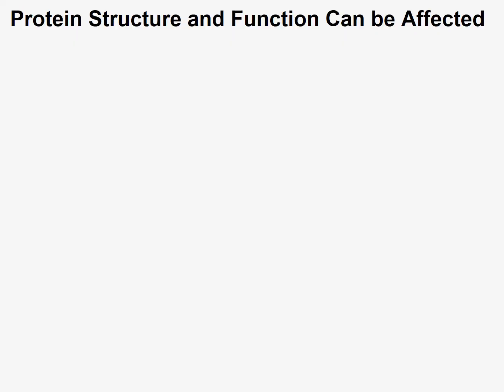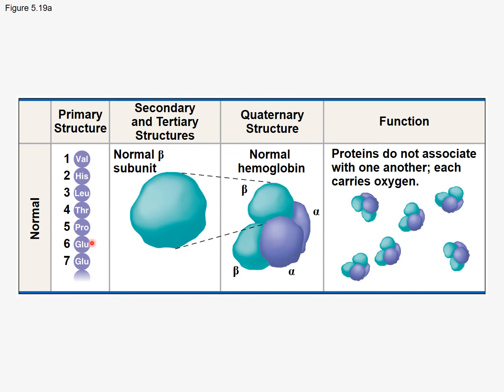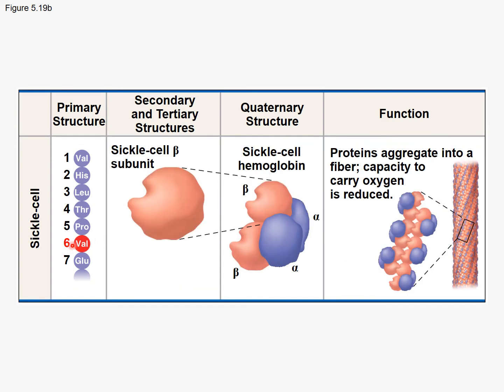So protein structure and function can be affected by a number of things. A change in the primary structure, which would be considered a mutation, can affect the protein structure and eventually its function as well. A classic example is the change that occurs in sickle cell disease, in those individuals that have sickle cell disease. Back to this, we have amino acid number 6. This is a glutamate. Glutamate is a charged amino acid. It's negatively charged.